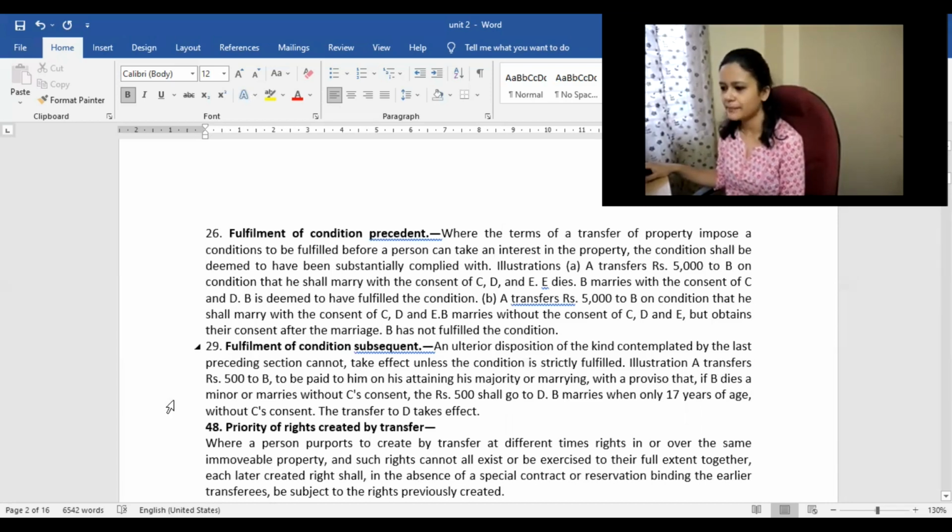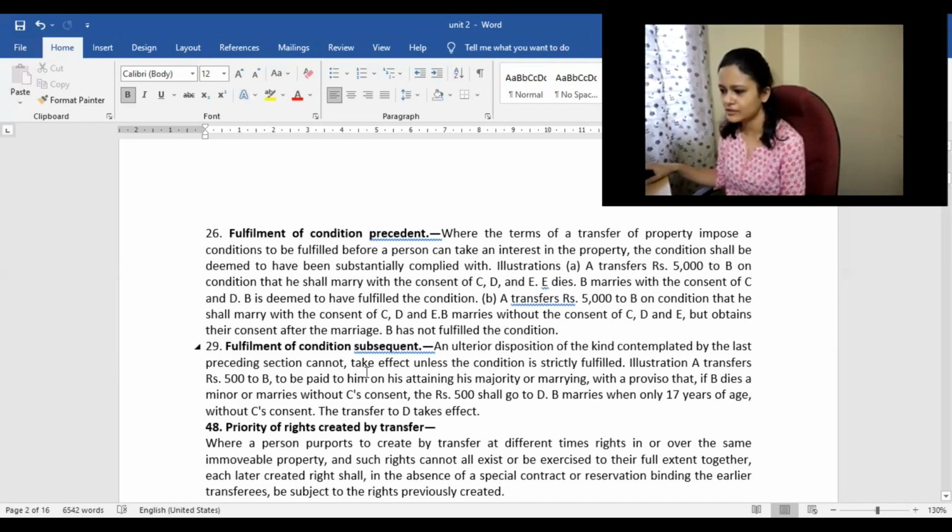For example, A transfers 500 rupees to B, to be paid to him on his attaining his majority or marrying, with a proviso that if B dies as a minor or marries without C's consent, the 500 shall go to D. B marries when only 17 years of age without C's consent. The transfer to D takes effect.